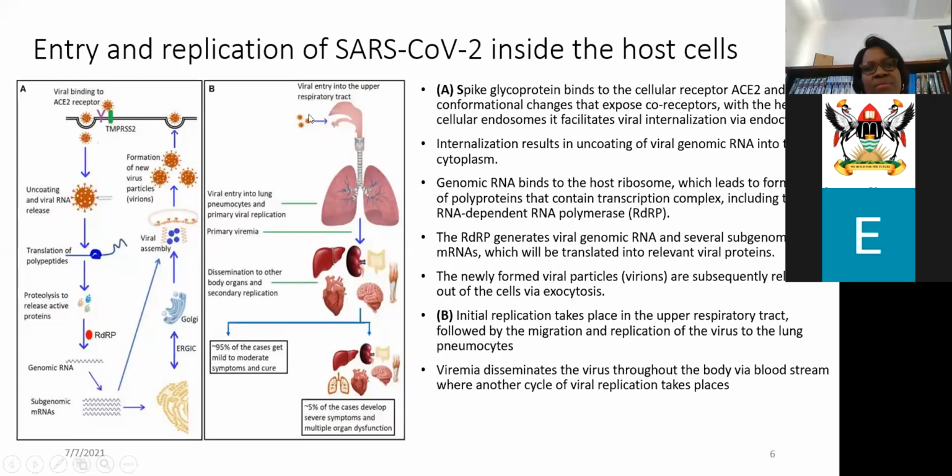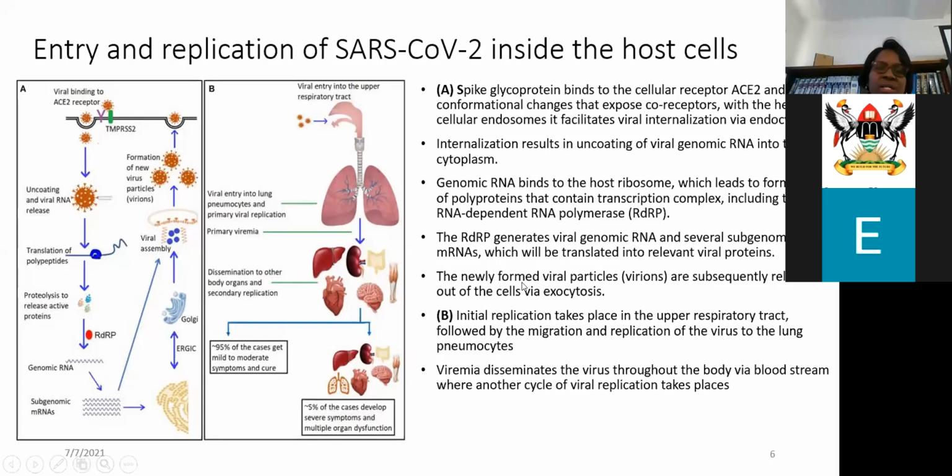Then on the right-hand side of the diagram, we have the pathophysiology of the disease, where we have initial replication of this virus taking place in the respiratory tract, migrating and replicating in the lung cells, the lung pneumocytes, and shortly after that, an individual may get a viremia that disseminates the virus throughout the body through the circulatory system. So the blood circulatory system then will transfer the virus to other parts of the body.